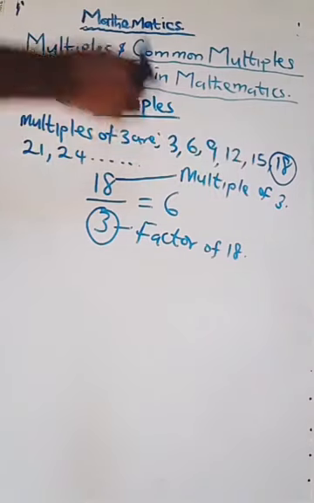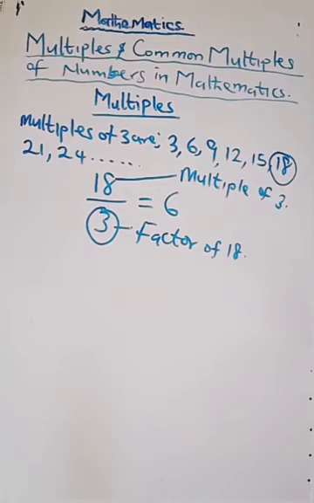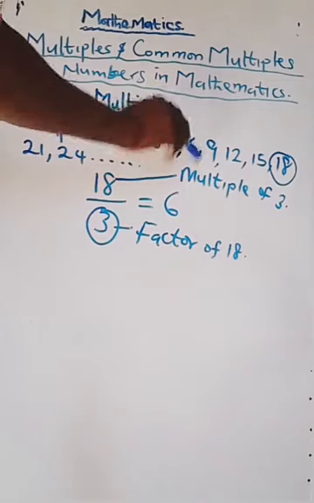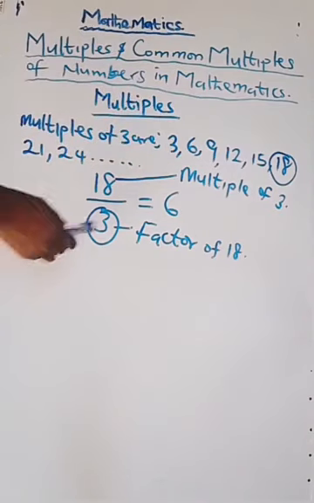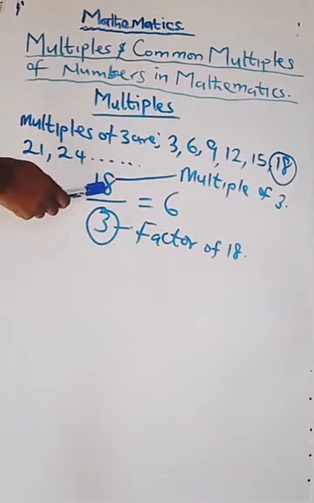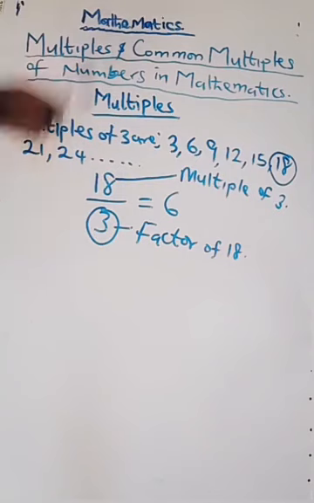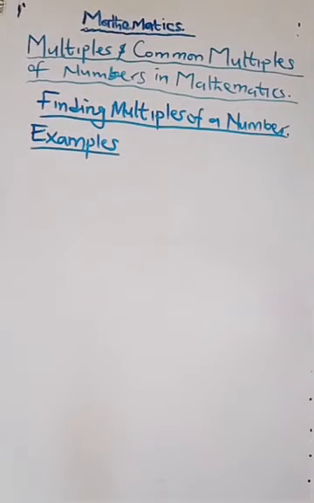Let's now put 3 in our definition. A multiple of 3 is a number that 3 can divide without any remainder. Now let's say it in terms of multiples: multiples of 3 are numbers that 3 can divide without any remainder. 3 is a factor because it can divide 18. So 3 is a factor of 18 because it can divide 18 without any remainder. Why is 18 a multiple of 3? Because 3 can divide it without any remainder. Please try to understand the concept. Let's look at examples to guide us.